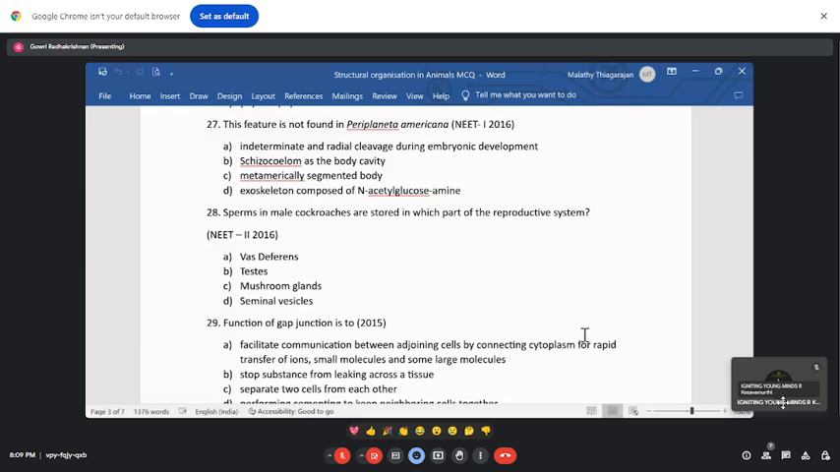Indeterminate and radial cleavage during embryonic development. That is, indeterminate and radial cleavage during embryonic development means... what to say? They are cells which can develop, where each cell itself can develop into a complete embryo.